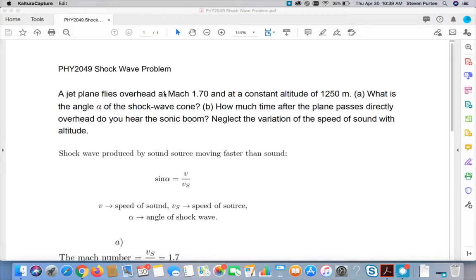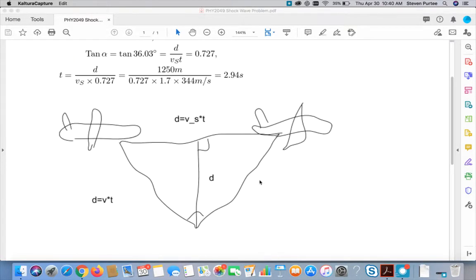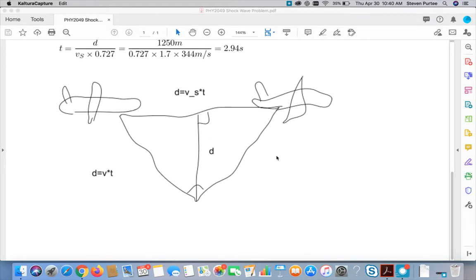Okay, here's a good shockwave sonic boom problem. We've got a jet plane flying overhead at Mach 1.7 at a constant altitude, and we're going to find some stuff out about the shockwave. So pause and read. Hopefully you've done that. Ignore my terrible drawing here, but remember, a shockwave doesn't occur directly over your head.